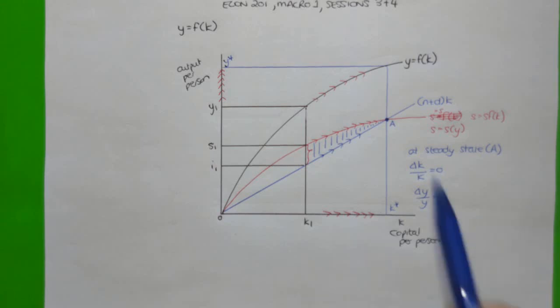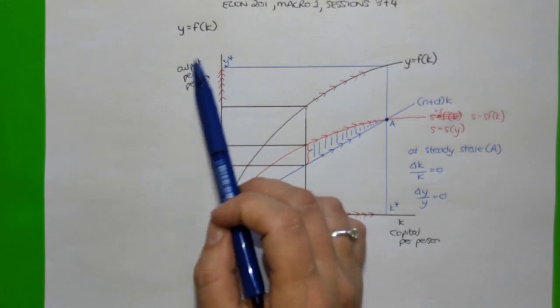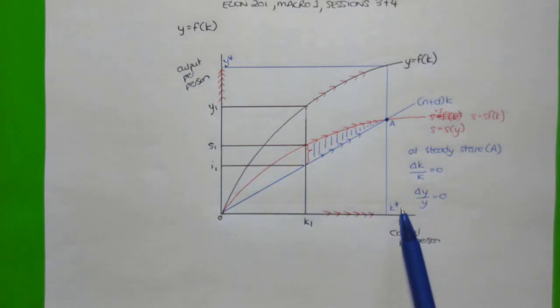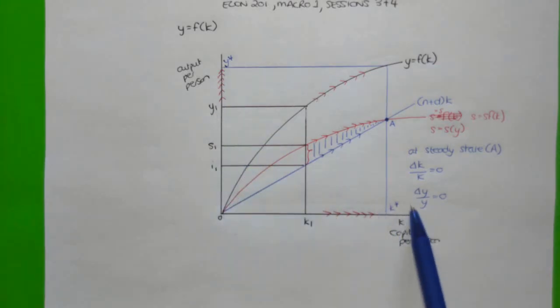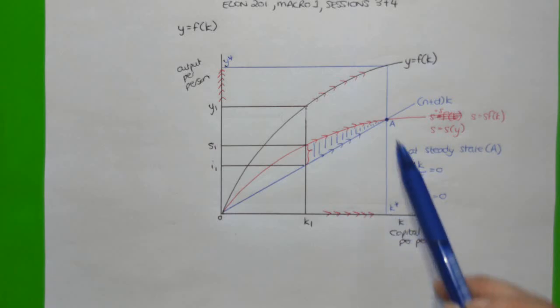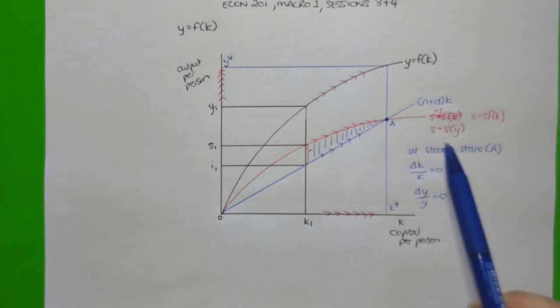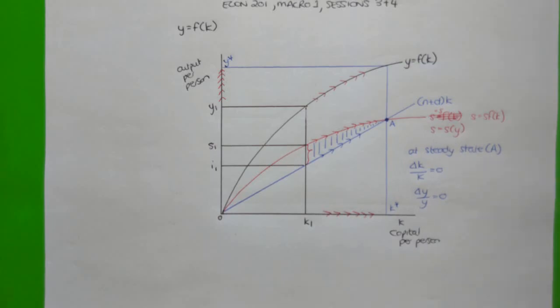What's not happening at steady state is a change in living standards. Living standards, as measured by output per person, are constant. They are equal to Y star. And the amount of capital in this economy is also constant. It's equal to K star. So in steady state, there is no further improvement in living standards, but there is economic growth. And it's that aspect which we will try and disentangle in later sessions.